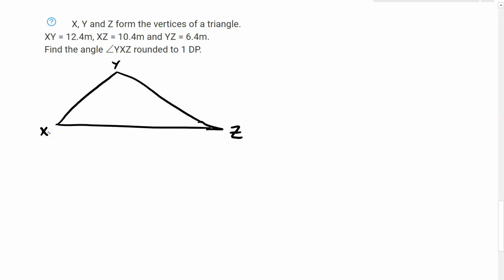In every which corner. We know XY is 12.4, and this is in metres. We know XZ is 10.4 metres, and we know YZ is 6.4 metres. Find this angle here. So I want that angle. I'm going to call that capital A, which means that this is little a. Just for something different, I'm going to do it the other way around today. So that means this is little b, and this is little c.